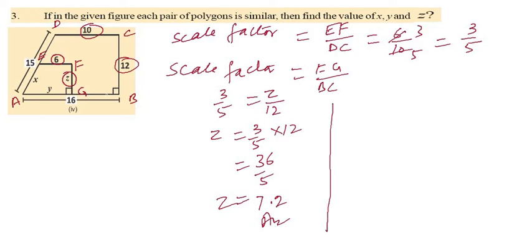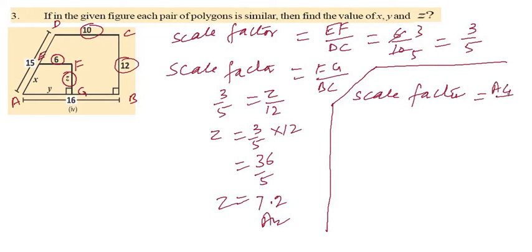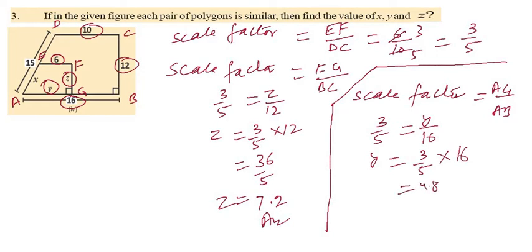Let us see the next one. Now write the scale factor once again. Scale factor is equal to how much? It is AG upon AB. Now put the value 3 upon 5. AG, as you know, is Y. So Y upon AB is 16. You have to see here, it is 16. So Y will be equal to 3 upon 5 into 16. So 16 3s are 48 upon 5. So 5 9s are 45 and 5 6s are 30. So our value is 9.6, and 9.6 is the answer of Y.